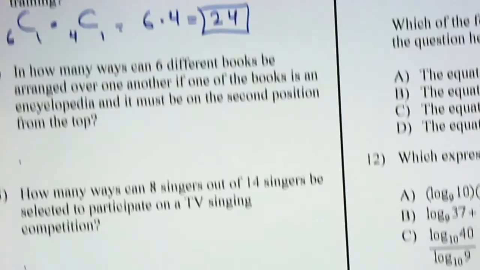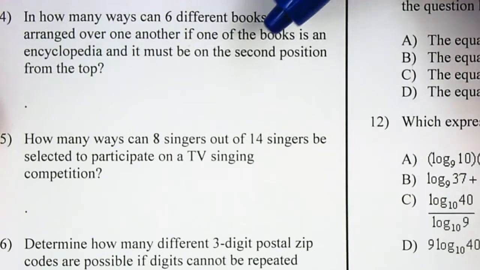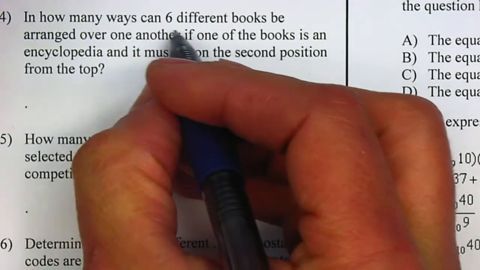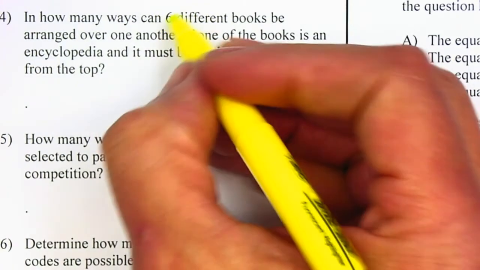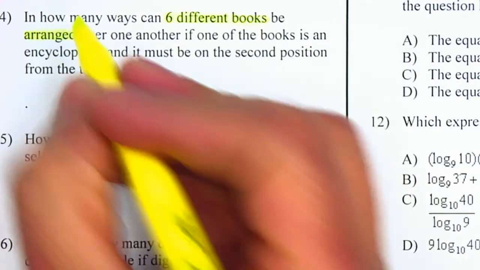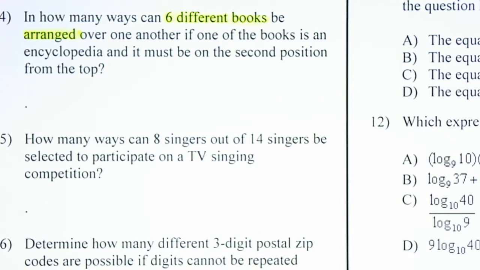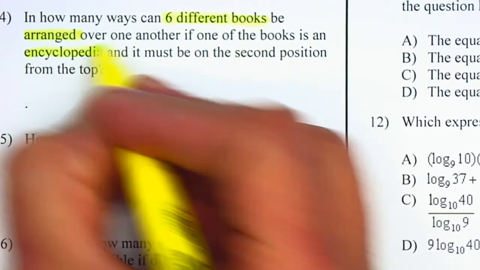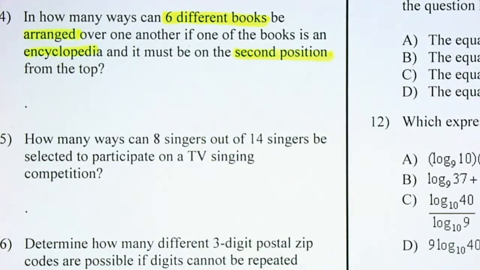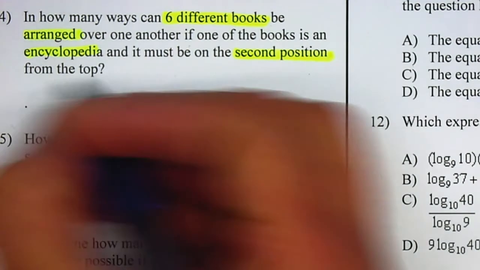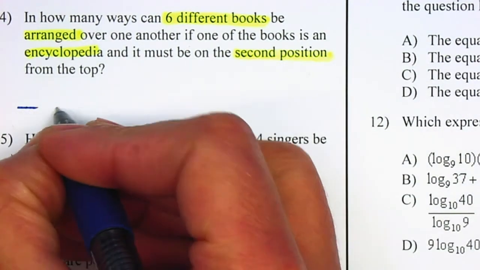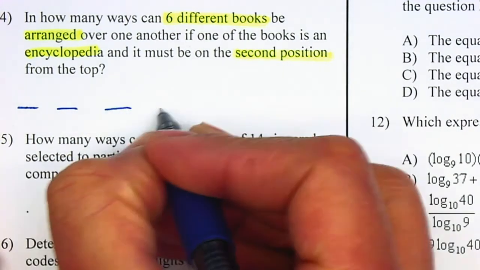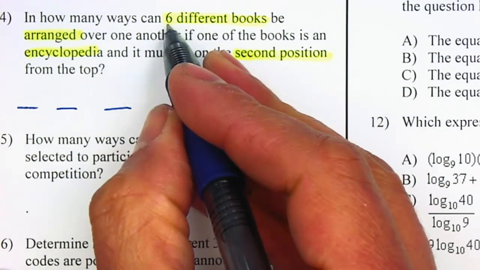Problem number 4. In how many ways can 6 different books be arranged? So we have 6 books that we need to arrange over one another. If one of the books is an encyclopedia, it must be in the 2nd position. So let's assume that we can do the vertical, but we're so used to doing the horizontal line. We have 1, 2, 3, 4, 5, 6. We have rearrangement.